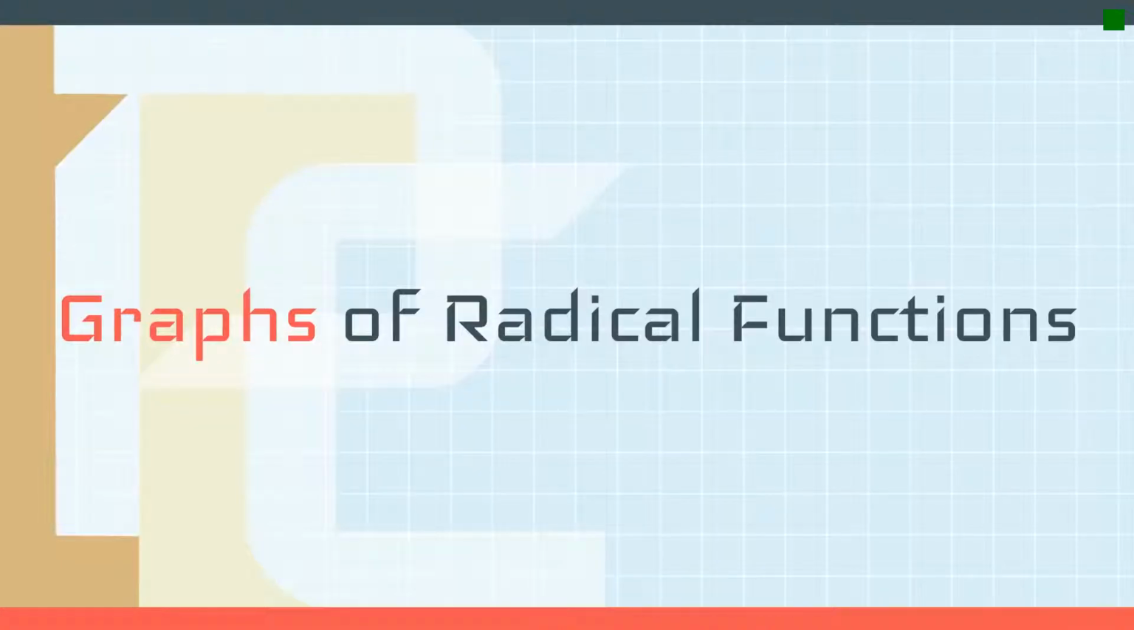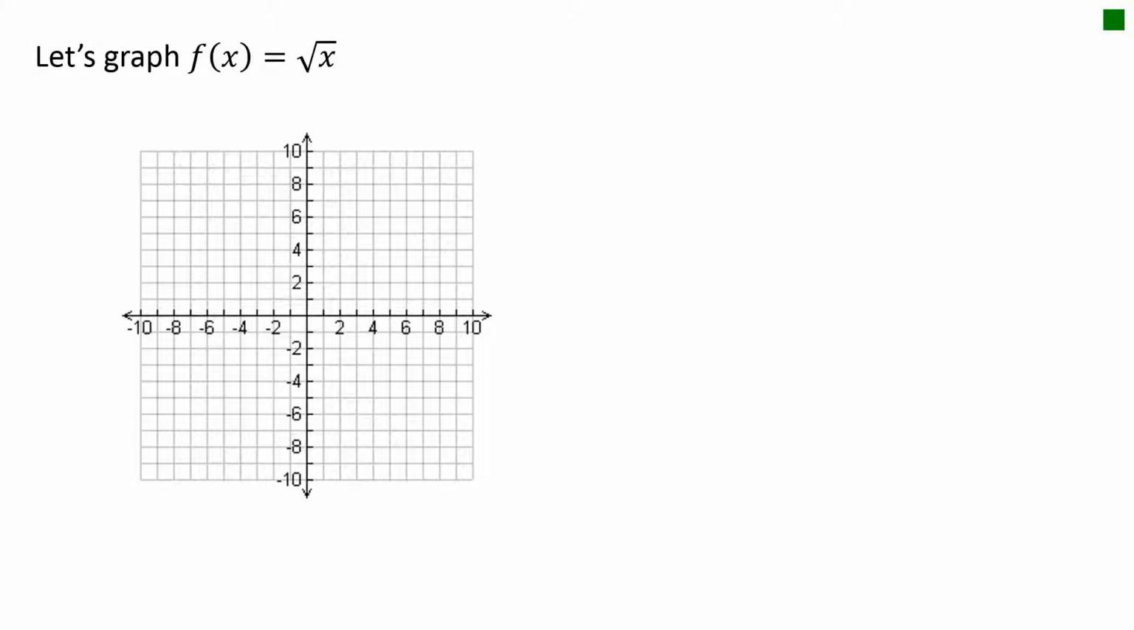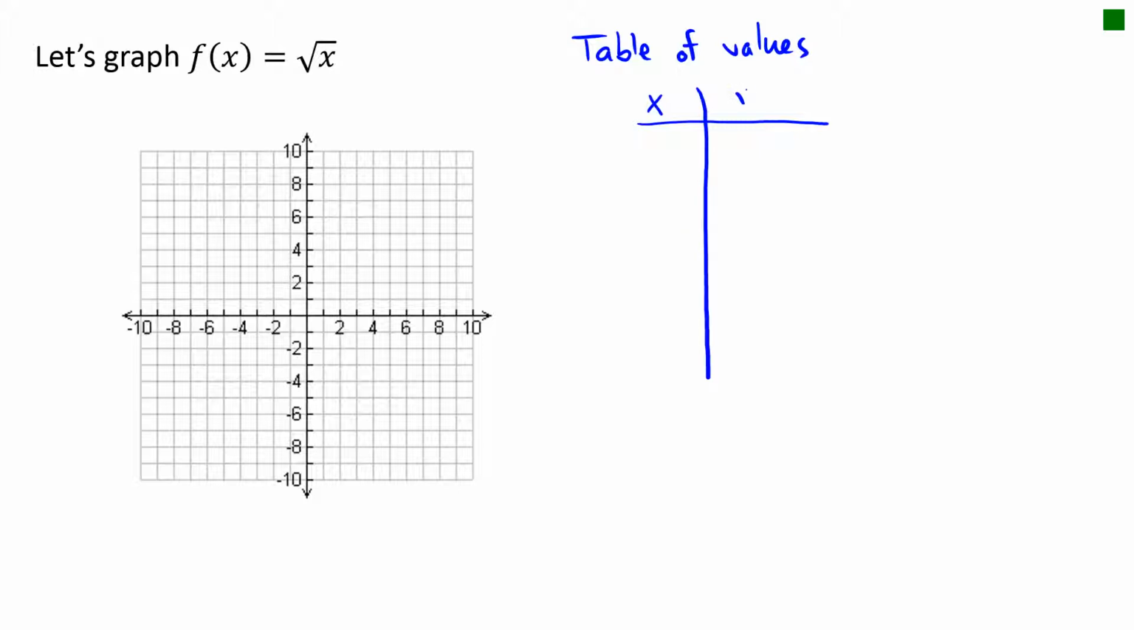Graphs of radical functions. We're going to graph f of x equals the square root of x, and we're going to do it using a table of values. So we're going to pick values of x to determine what the value of y is, and then we're going to graph those points on the graph.